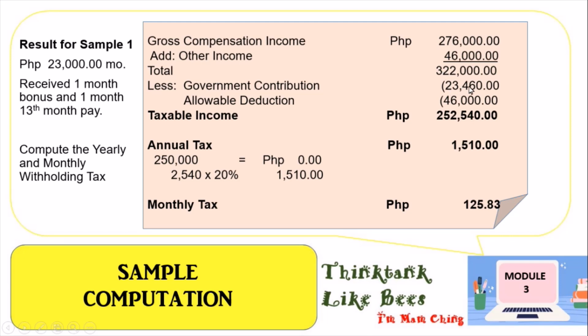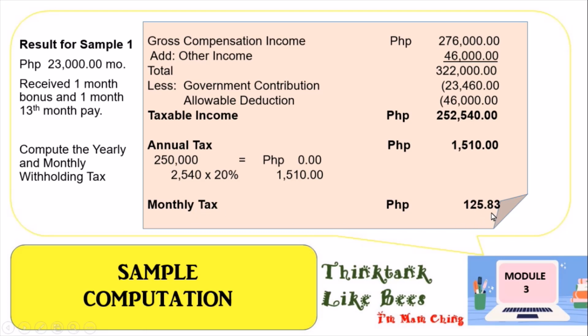Okay, so you need to deduct all of these: 322,000 minus 23,460 minus 46,000. So you have the taxable income of 252,540. For the annual tax, which is based on your table, I hope you have your calculator and your table for the annual tax. So up to 250,000 is 0, and the excess of 2,540 will be multiplied by 20% to make it 508 pesos. So the annual tax is only 508 pesos, and the monthly tax that you need to pay every month to the BIR is 42.33.